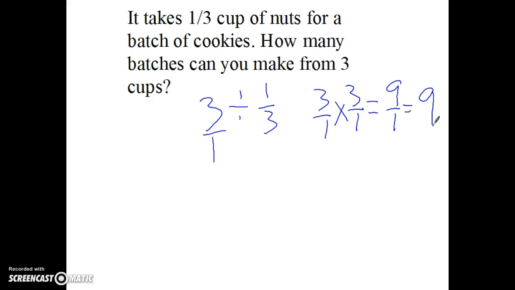By the way, if you didn't flip or something like that, you should notice, like if you got 1/9, it wouldn't make sense. Because if I got 3 cups of nuts and I only need 1/3 of a cup to make the cookies, I know I can make way more than 1 batch for sure.